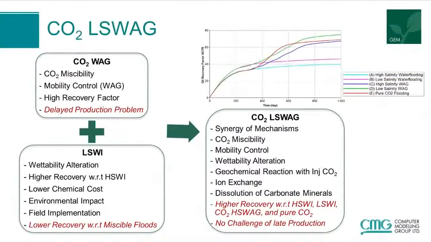Recently, the combination of carbon dioxide injection with low salinity water injection could result in higher oil recovery from the reservoir. In the carbon dioxide WAG processes, we have carbon dioxide miscibility to achieve good displacement efficiency in the reservoir. In order to control the mobility of the gas, we use the WAG type of injection. In this process, we have a high recovery factor compared to gas injection or conventional water flooding. But the main issue is delayed production.